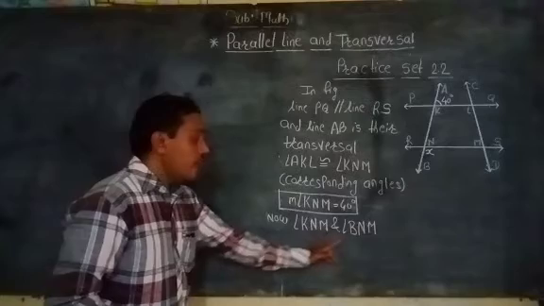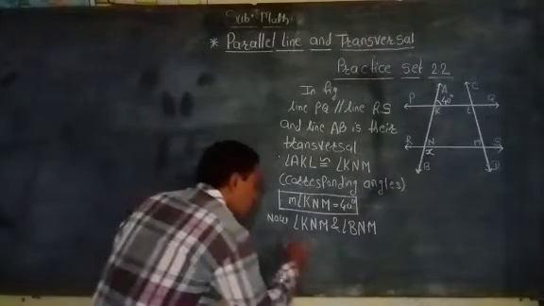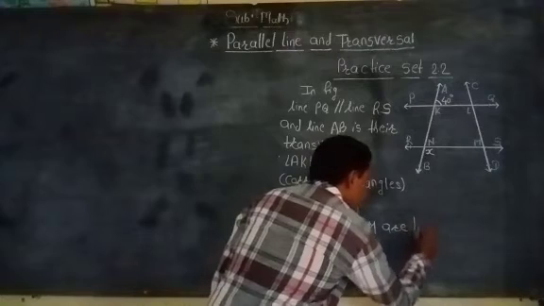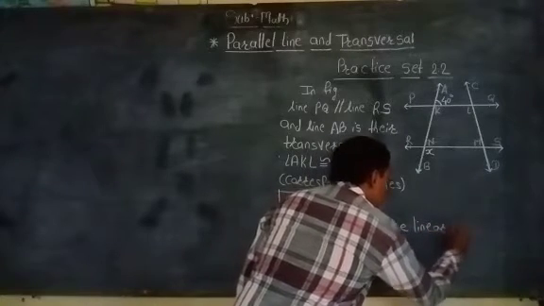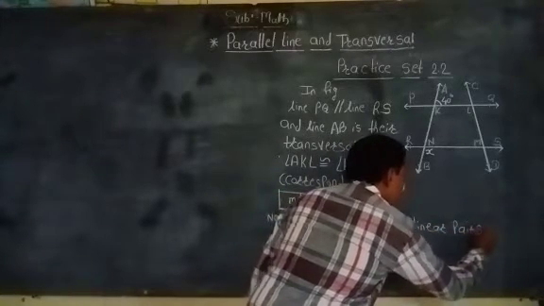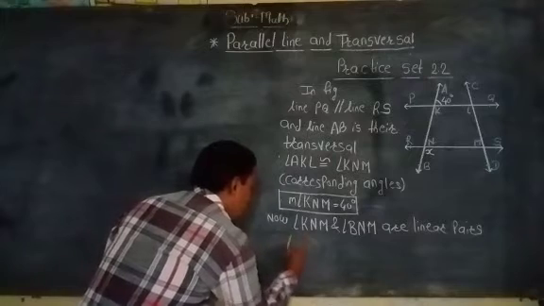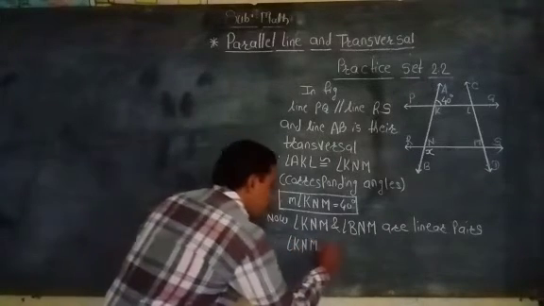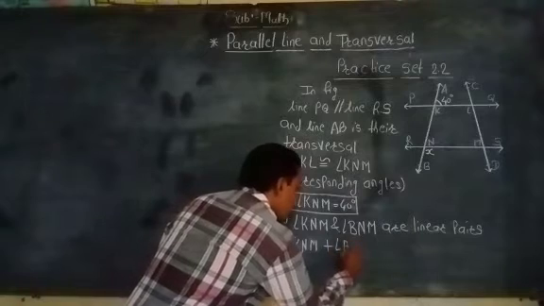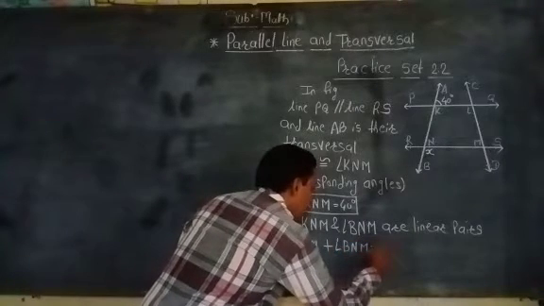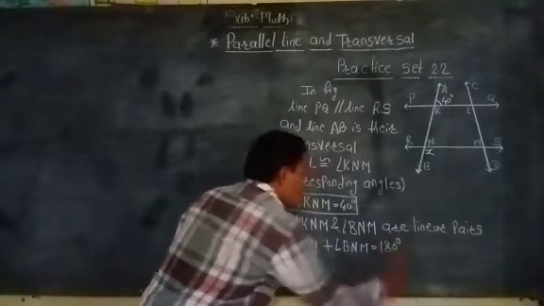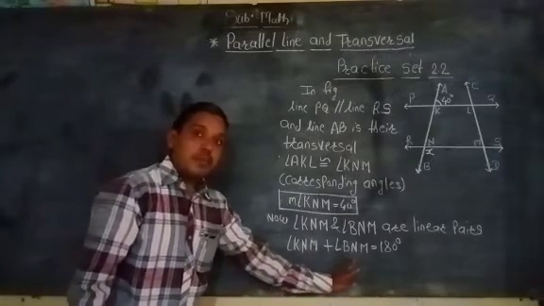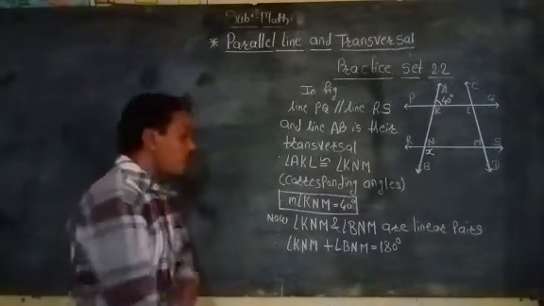Angle KNM and angle BNM are linear pairs. Therefore angle KNM plus angle BNM is equal to 180 degrees. Angle KNM plus angle BNM is equal to 180 degrees.